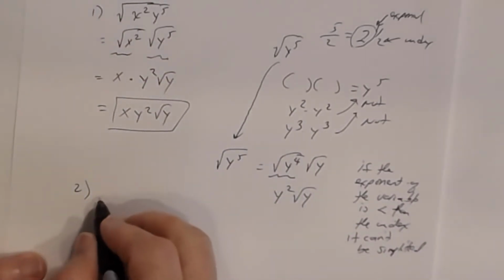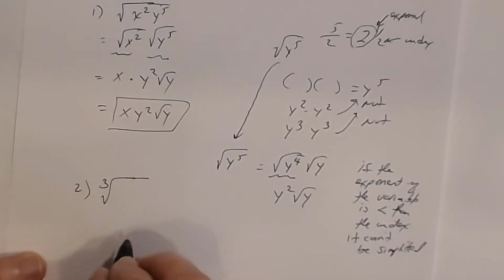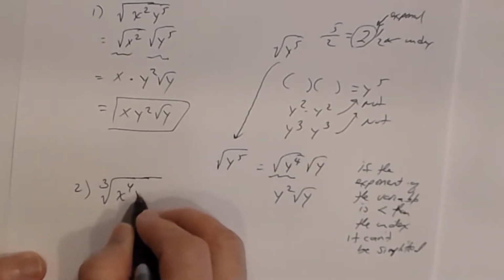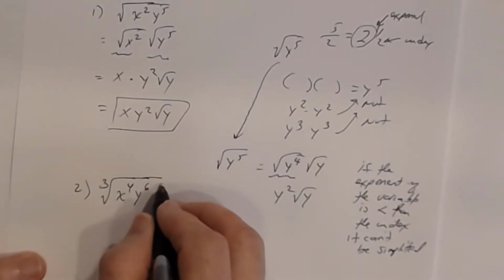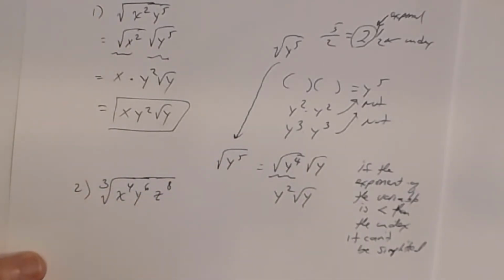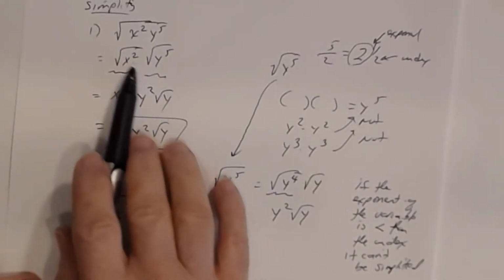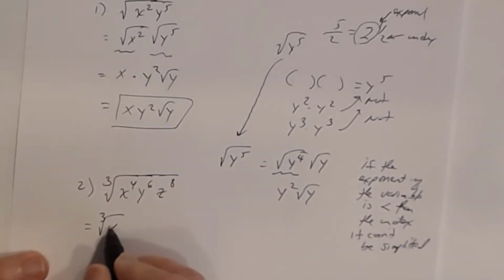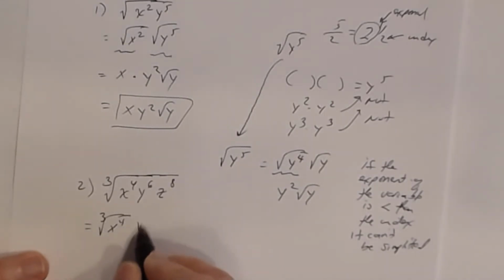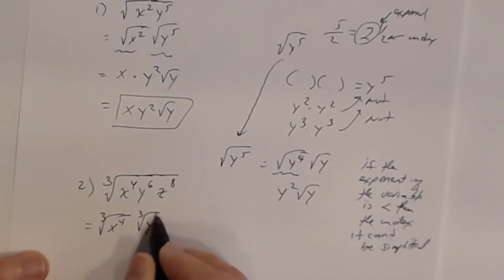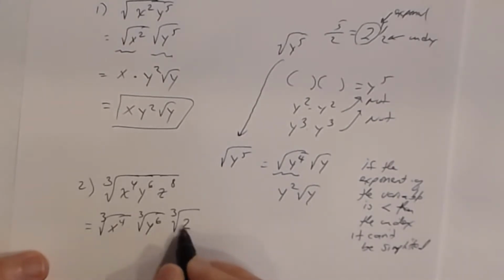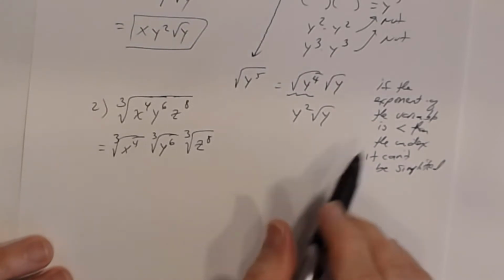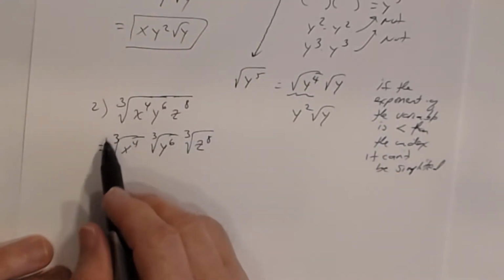All right, number 2. This time I have a cube root of x to the fourth, y to the sixth, z to the eighth. Okay, so I'm going to break it down into products. So this becomes the cube root of x to the fourth times the cube root of y to the sixth times the cube root of z to the eighth. Okay? Now, can I simplify this one?